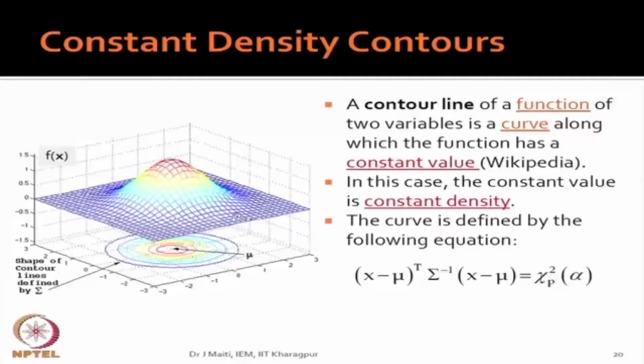Think from a hill point of view, this is a hill. From the floor of the hill, the bottom, you go up, and after a certain height you make a cross section. This is the height, suppose this is my floor. So, this is the density where you make a cross section. It need not be a function of two variables, it can be a function of many variables, and ultimately our case is multiple variables only.